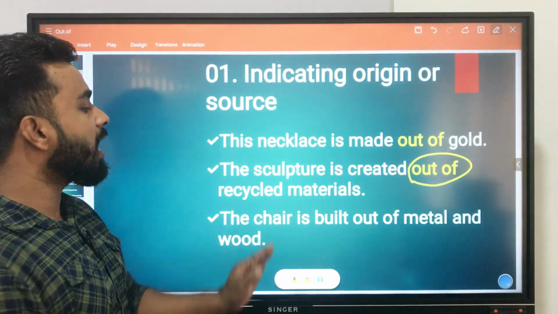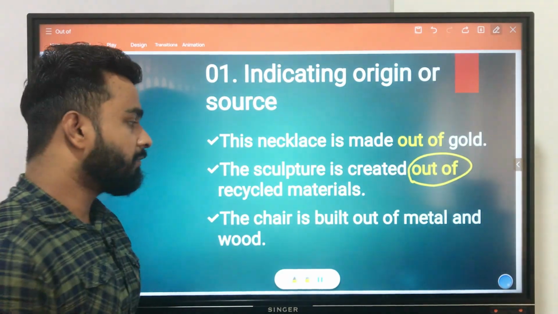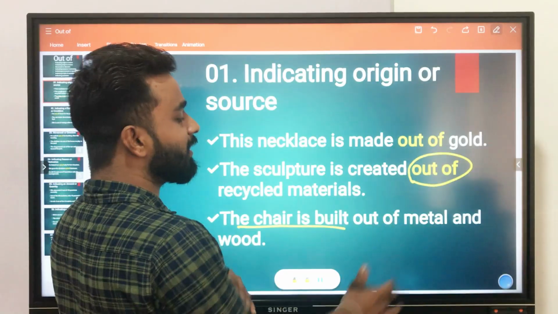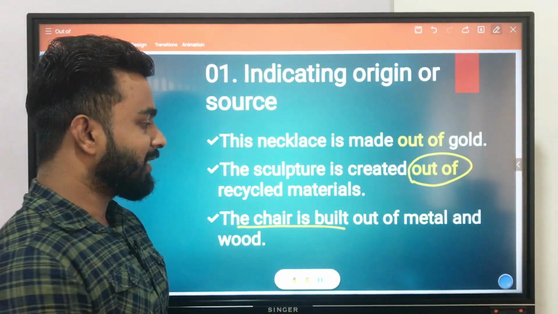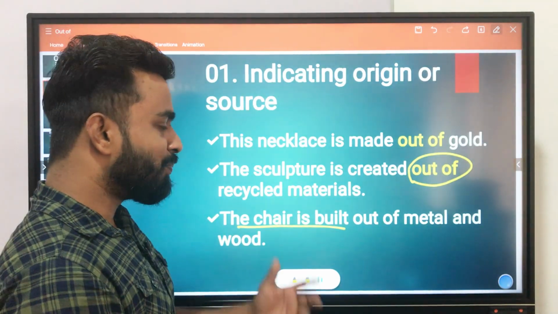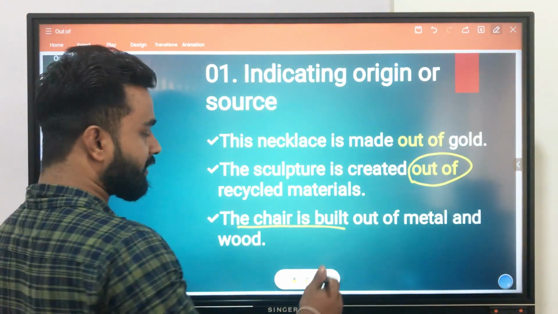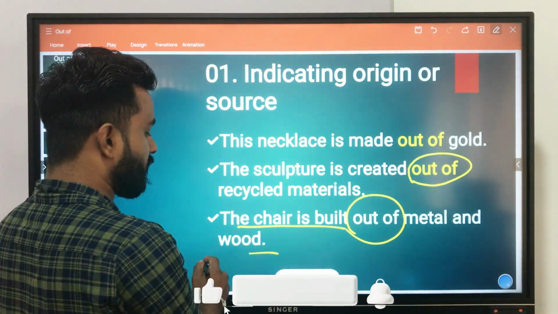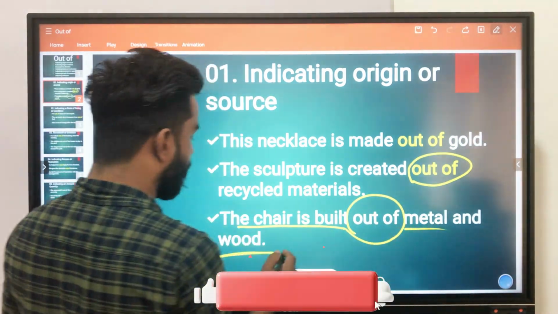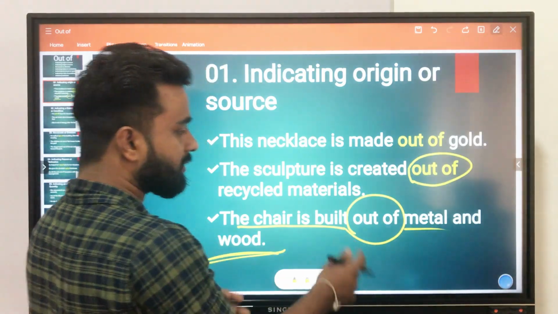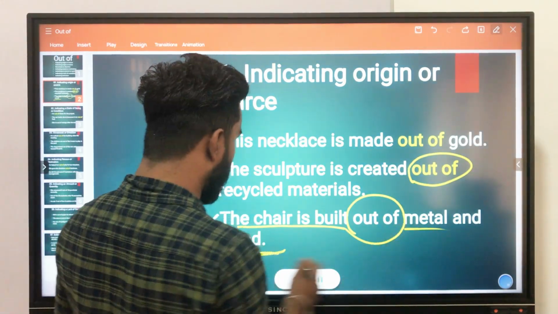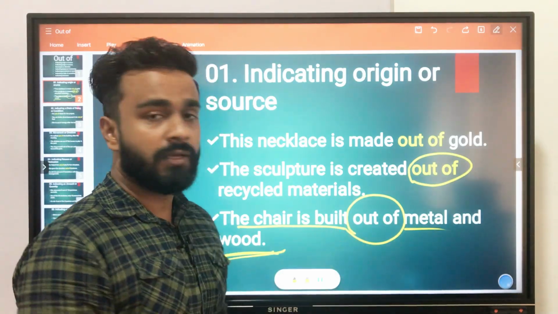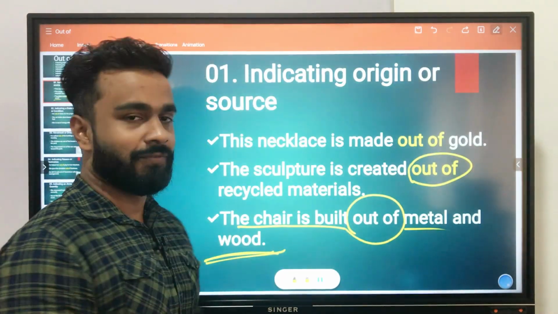Next example: The chair is built out of metal and wood. So there is a chair. You want to know how it is made. What are the materials we have used to make that chair? So we say the chair is built out of metal and wood. With the combination of metal and wood, this chair is made. So it is created, it is designed, it is built out of what? Out of metal and wood.